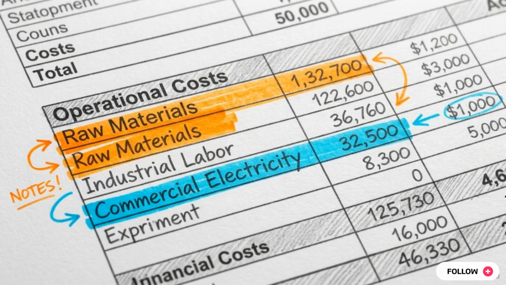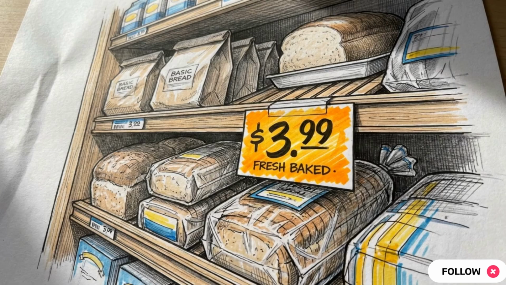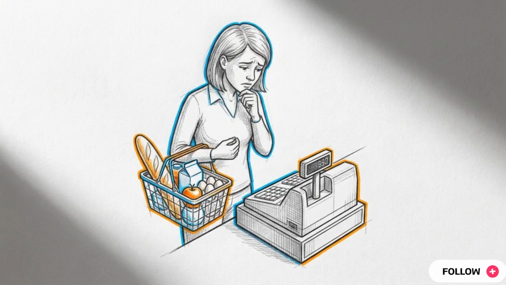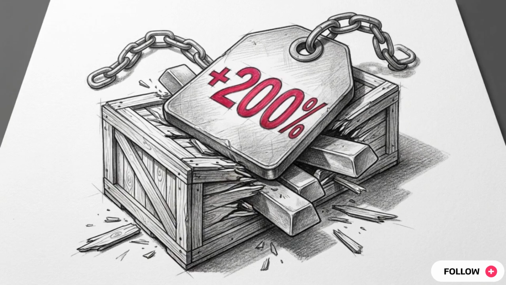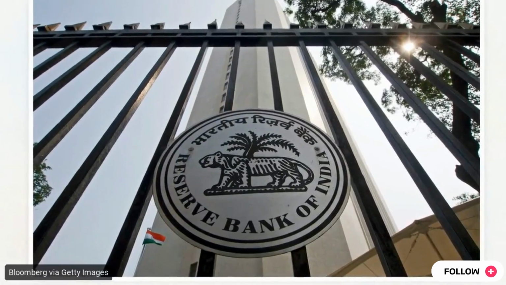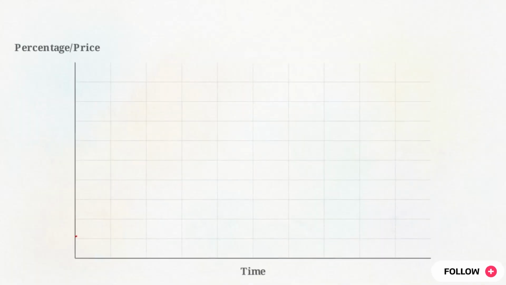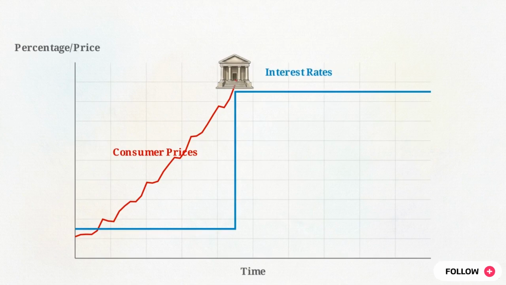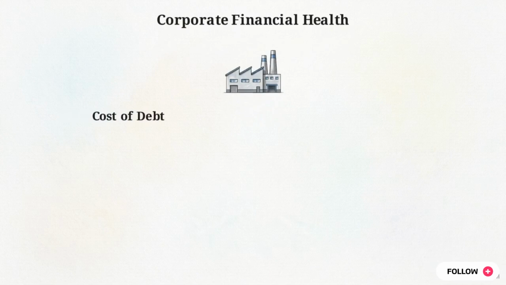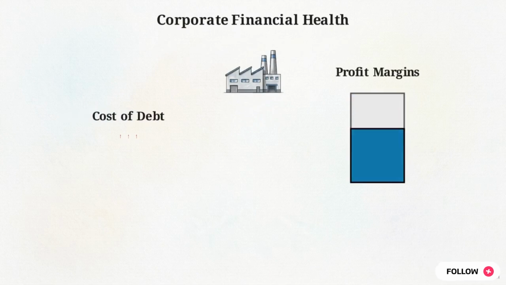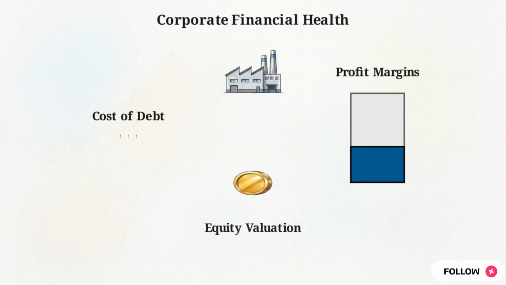Pillar 2 focuses on policy and price constraints. These are the macroeconomic forces that dictate what it actually costs a company to operate. Inflation poses a dual threat to profitability. It degrades the purchasing power of the end consumer, shrinking demand, while simultaneously inflating the raw material costs for the producer. To combat this, the central bank intervenes using monetary policy. When inflation runs hot, the central bank raises interest rates to cool prices. But these higher rates directly increase a firm's cost of capital. As debt becomes more expensive, profit margins shrink and equity valuation is compressed.